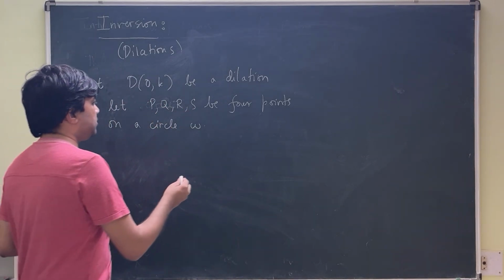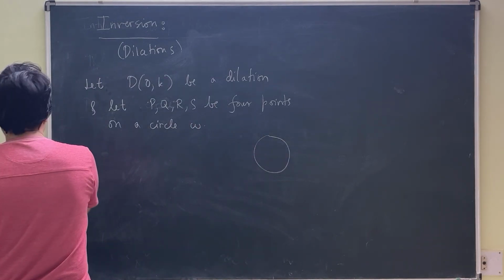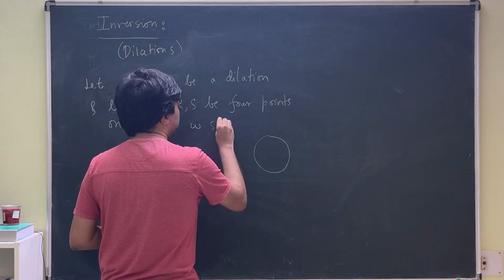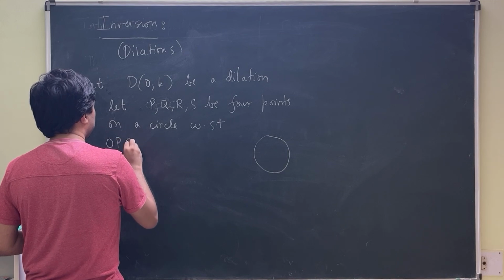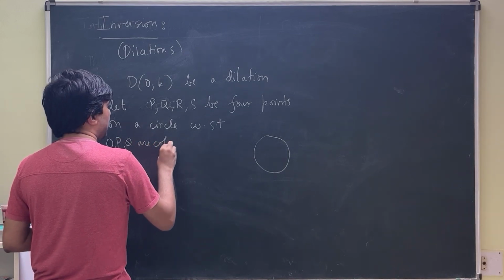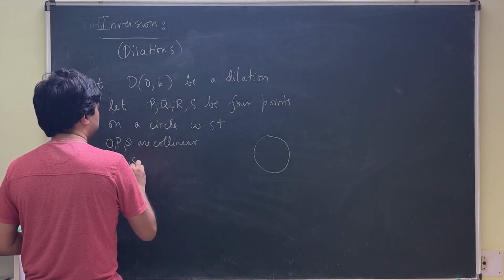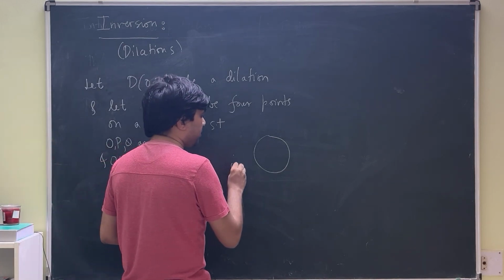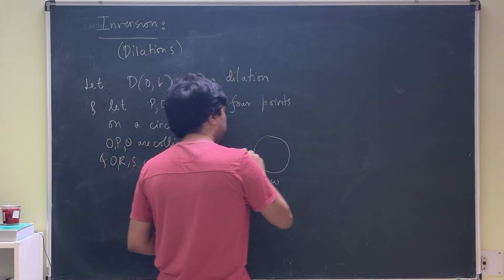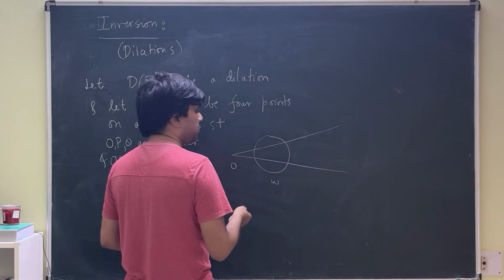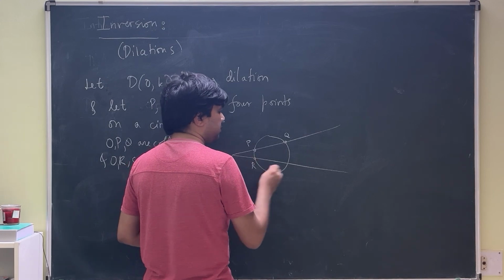Okay, so let's try to see first of all. Not any P, Q, R, S. I think I have to be careful. So let P, Q, R, S be 4 points on a circle omega such that O, P, Q are collinear and O, R, S are collinear. What I mean to say is, given a circle omega and a point O, I want to know how omega dilates. To do that, you just draw two lines passing through O which cut the circle at P and Q and R and S.